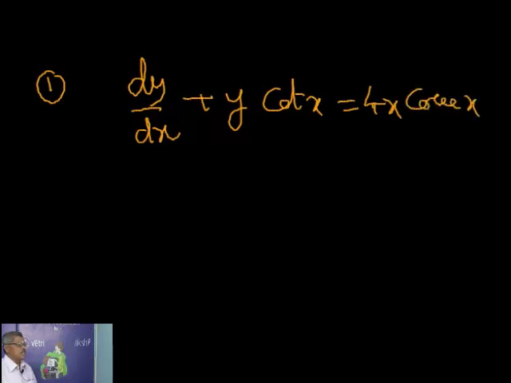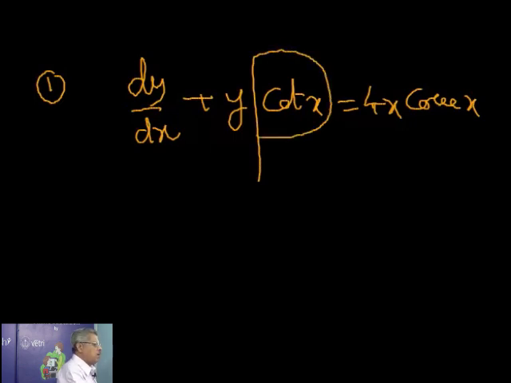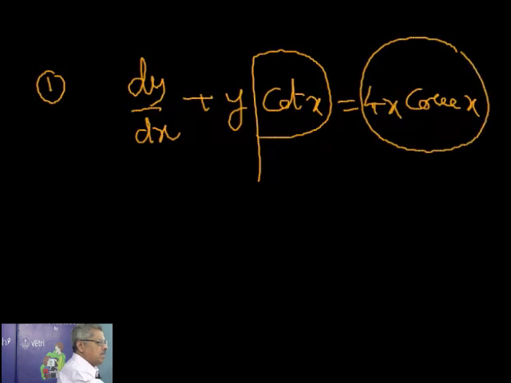dy by dx plus py is equal to q. You need not take p and q separately. Here p is cot x, q is 4x cosecant x. If you mark like this, automatically the quantity inside p is p, the quantity inside q is q.